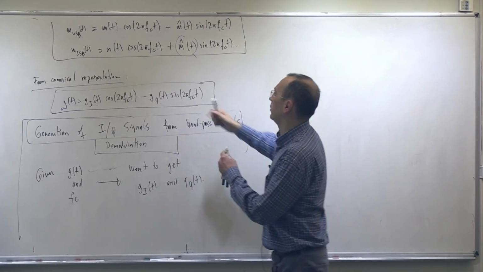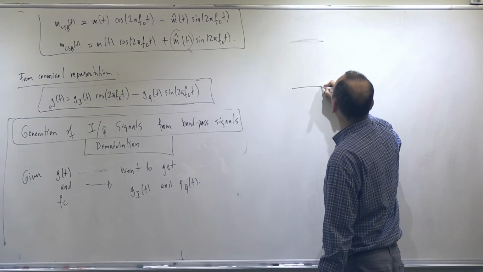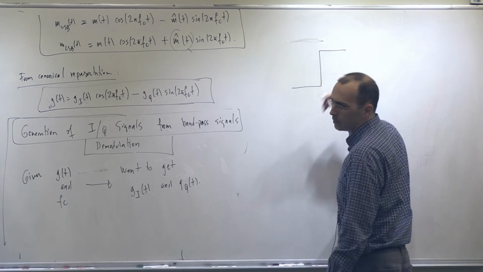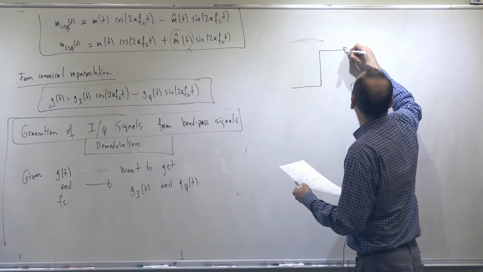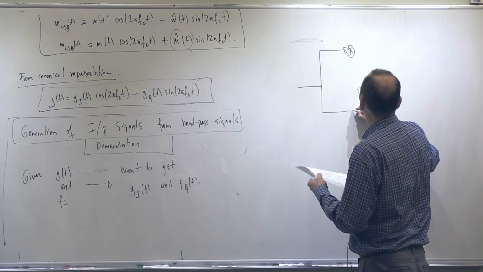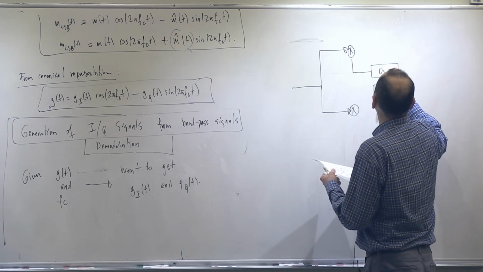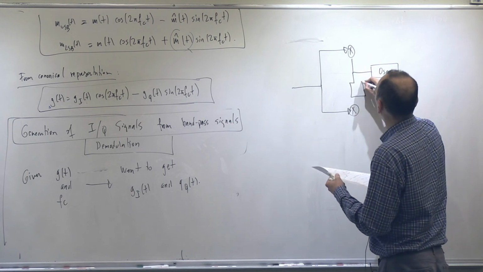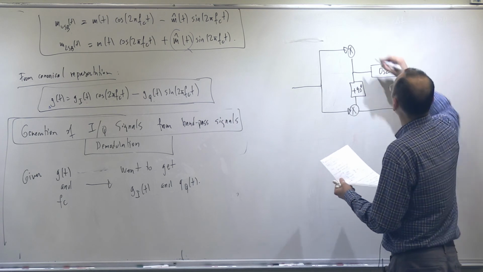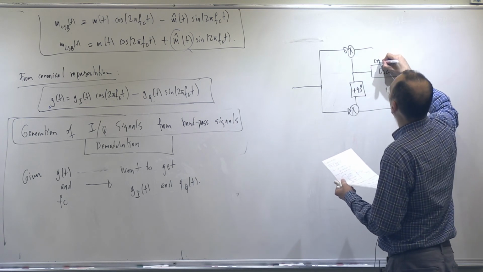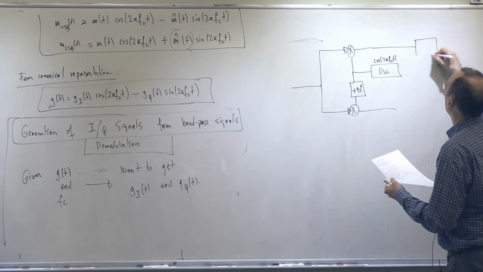Again, we will be making use of this canonical representation. So this is the same oscillator. Let me write cosine 2 pi fct. But there are little differences.